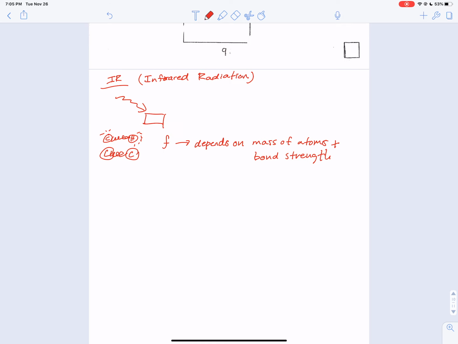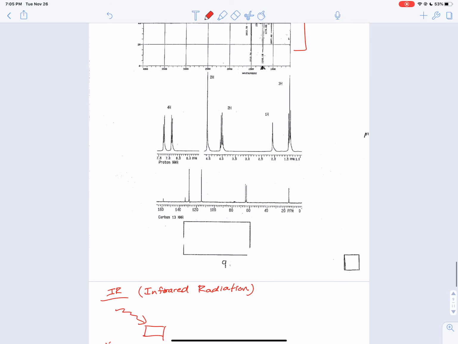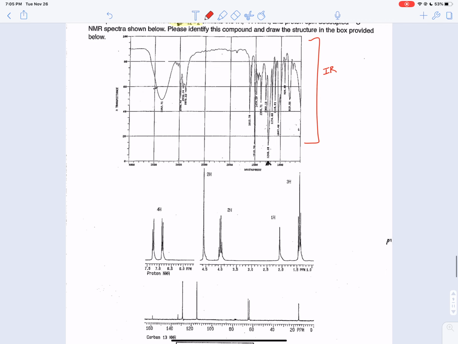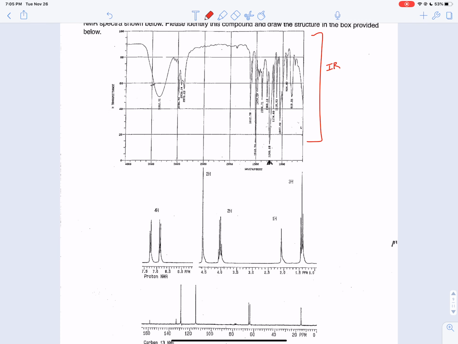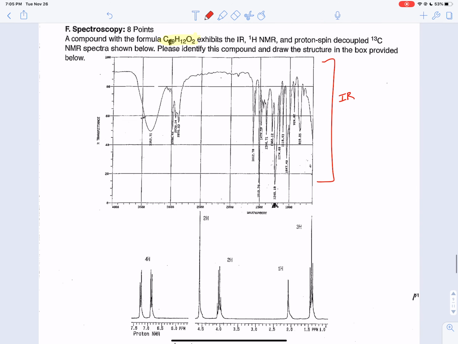All of these are going to have different frequencies, and they're going to show up here in our graph, the absorptions. You have these two axes: the one at the bottom represents wave numbers, and on the side, percent transmittance. They use wave numbers because that is directly proportional to the frequency.